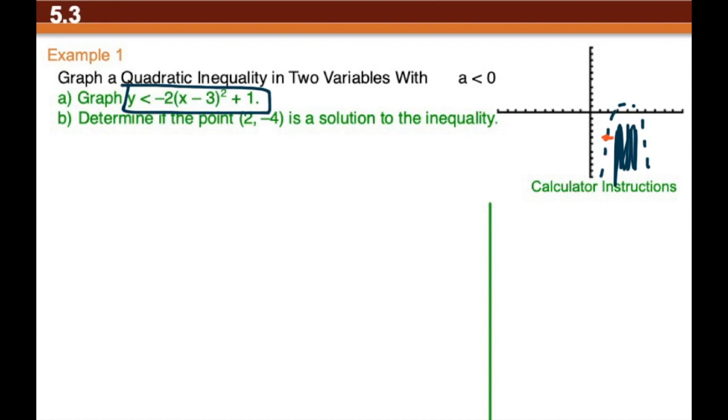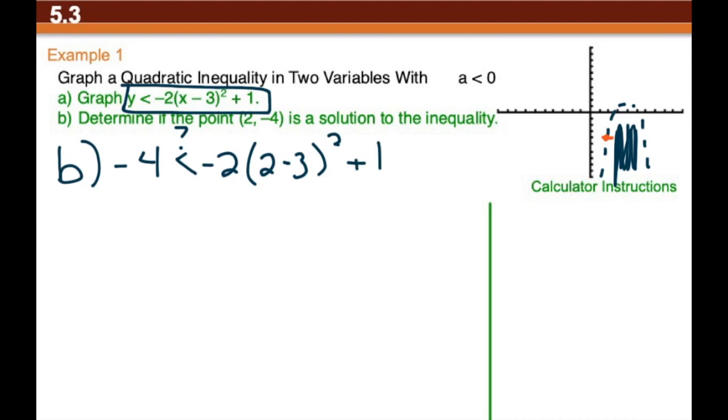So what we can do in a situation when we're not sure whether a point is a solution or not, we can actually go and use the inequality to determine absolutely whether it is or isn't. So we take the 2 and the -4, substitute those in for y and x. So we get -4 is less than question mark because we're not sure. -2 times, substitute in a 2, minus 3 squared plus 1, and work this out and see if it actually is true.